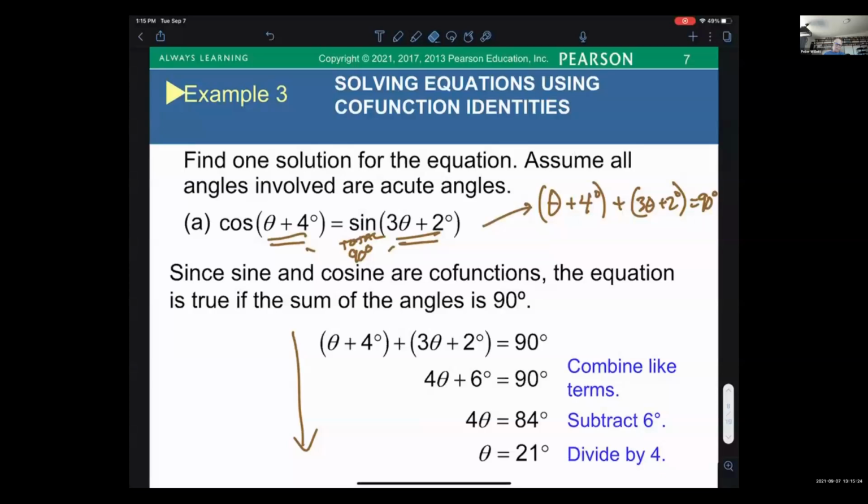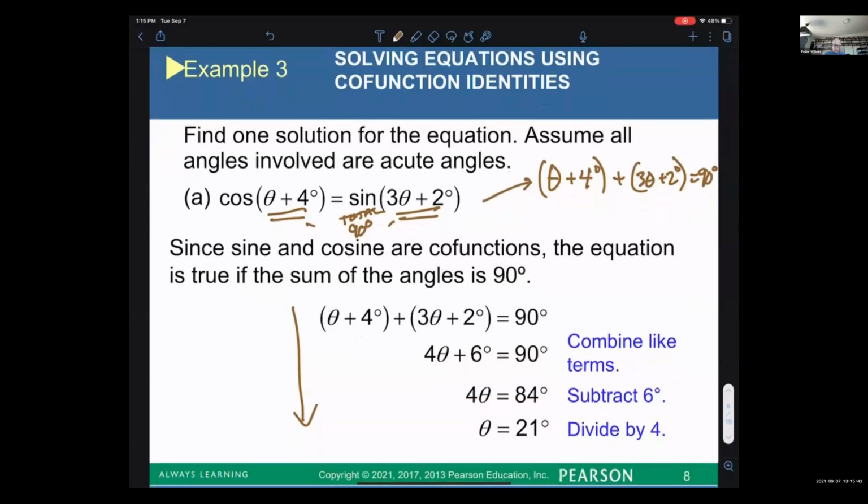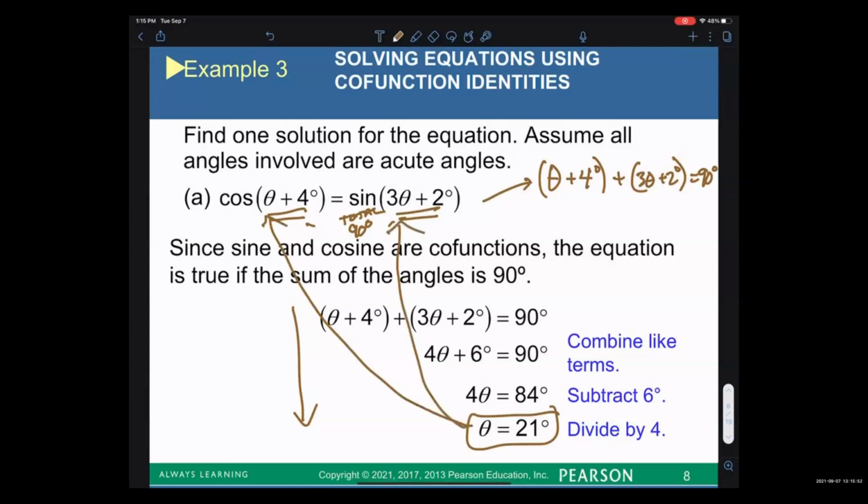So this is an example of how you can use these cofunction properties of sine and cosine, that they come out equal to each other when the angles you're using add up to 90. You can use that to sometimes solve equations or find out missing angles. So of course, once they found theta, they would have to back substitute theta in there and in here to see what those two angles were. But you could certainly solve for theta if that was the goal of the problem. Questions about this example here?